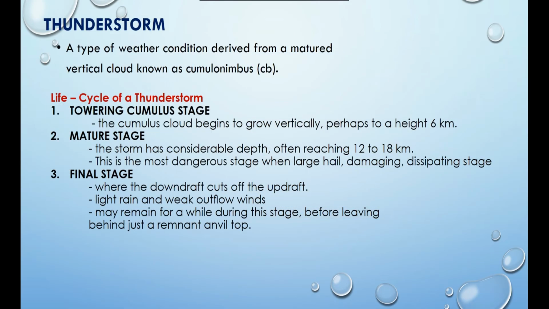Next is the thunderstorm. Thunderstorm is a type of weather condition derived from a matured vertical cloud known as cumulonimbus. So, a thunderstorm also has a life cycle. First is the towering cumulus stage. The cumulus clouds begin to grow vertically, perhaps to a height of 6 kilometers. And during the mature stage, the storm has considerable depth, often reaching 12 to 18 kilometers.